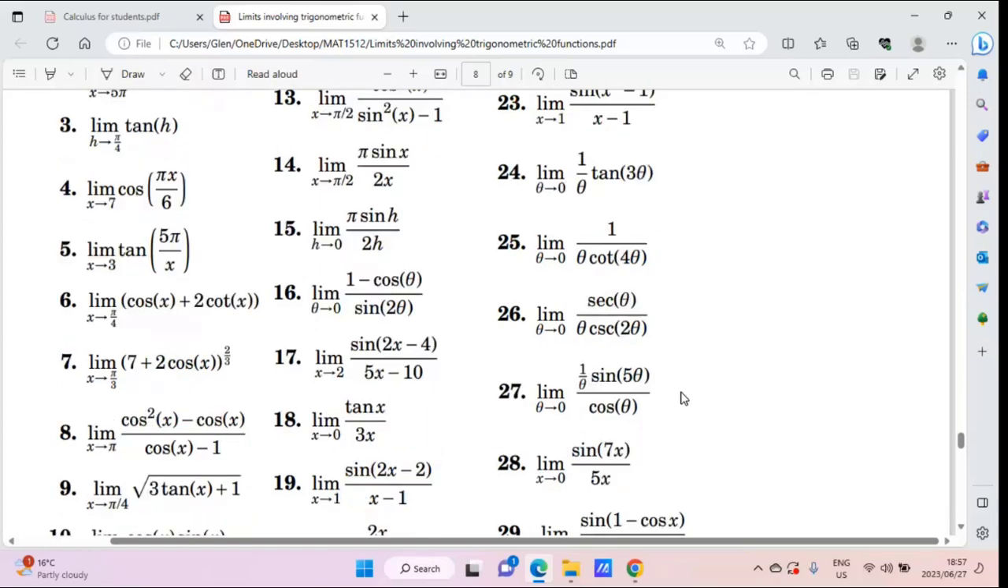Lerato. Yes, sir. You see number 27? Can you see my screen? Yes, I can see your screen. The limit of 1 over theta sine 5 theta all over cos of theta as theta approaches 0. We are all working on number 27, but you will be the first person to share your answer with us. We'll follow you. Are we doing number 7? 27, I mean. Number 27, yes.